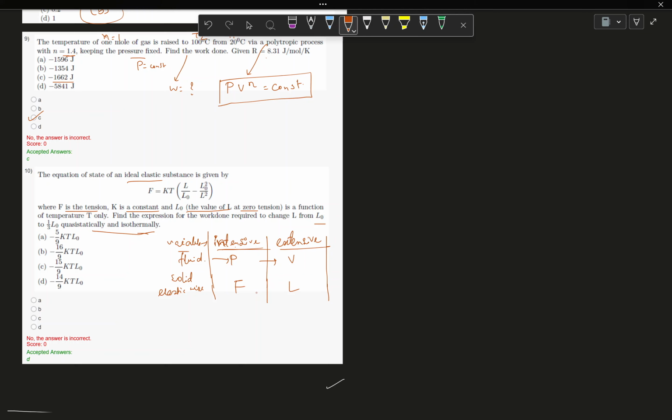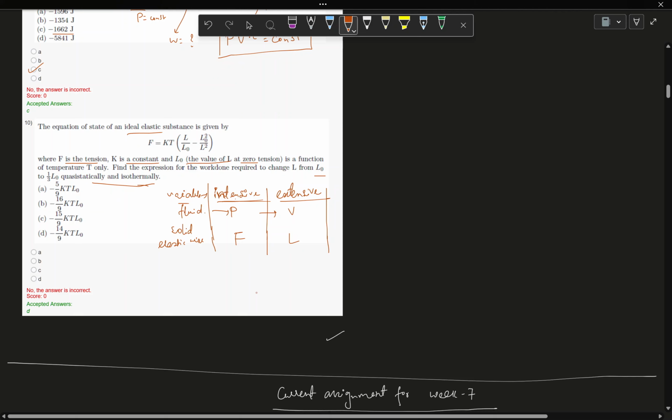For example, if you increase the number of particles or atoms which are present in a gas, so most likely your volume will also get changed, right? Because then it will expand, so your volume will get scaled by that. But pressure can remain unaltered because pressure is an intensive quantity.